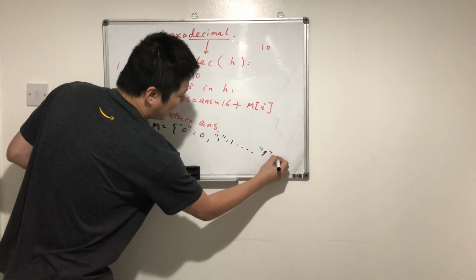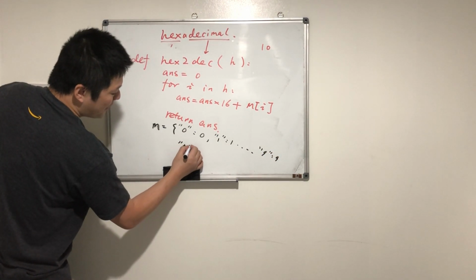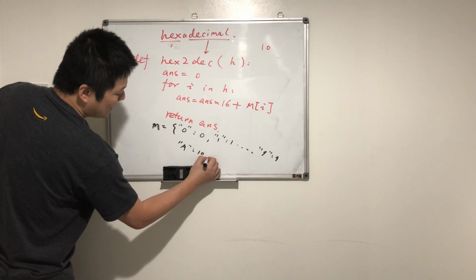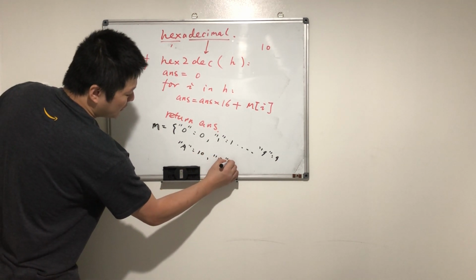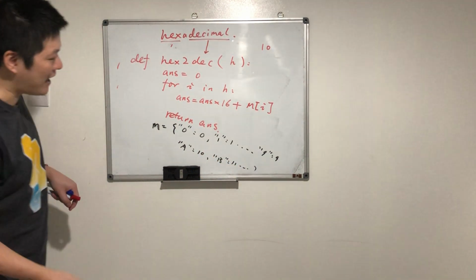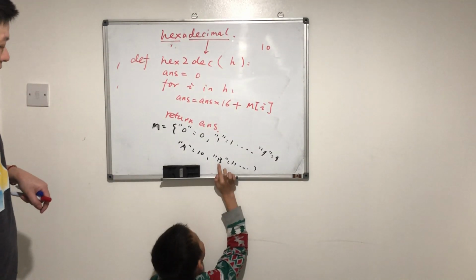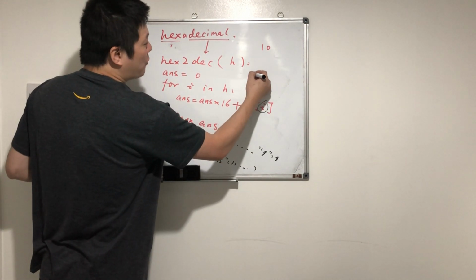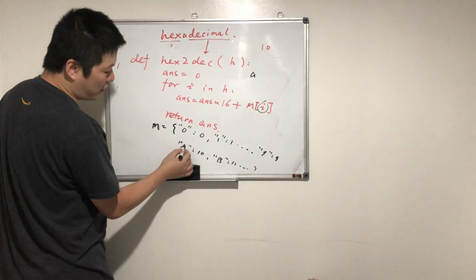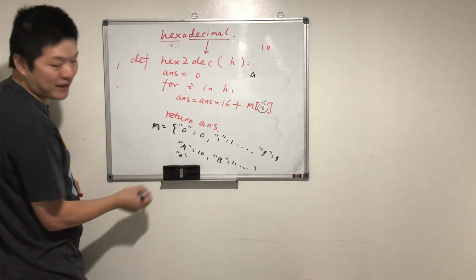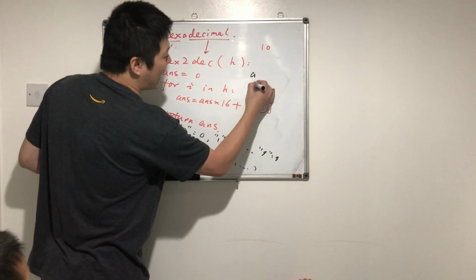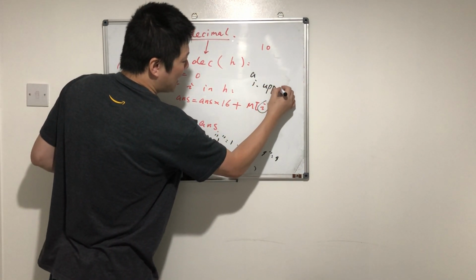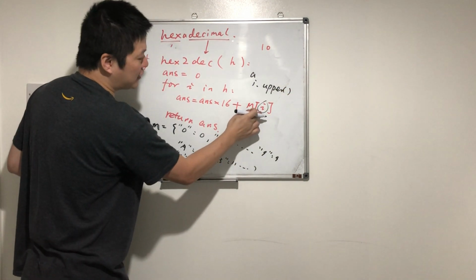9 mapping to 9, and then A mapping to 10, right? B mapping to 11. You get what I mean? Another thing is this could be lowercase as well. So instead of handling lowercase and uppercase separately, we just do I dot upper, which means to change this to uppercase.